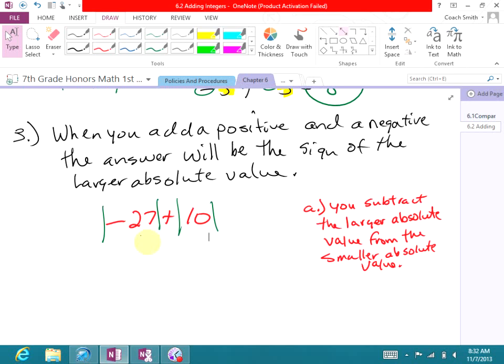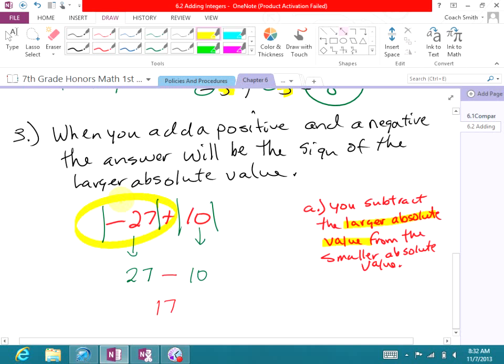Now, the absolute value of negative 27 is 27. The absolute value of positive 10 is 10. And we're going to subtract those two numbers. What is 27 minus 10? 17. Now, the larger absolute value was the negative 27. So I keep the sign that was with the larger absolute value. So that makes it negative 17.